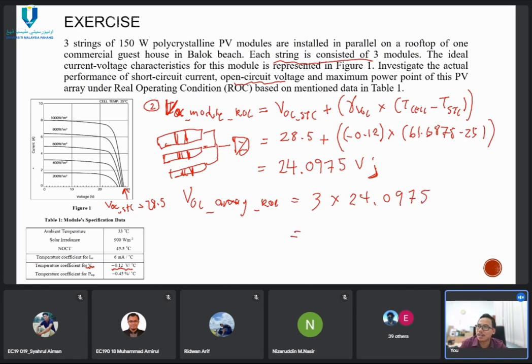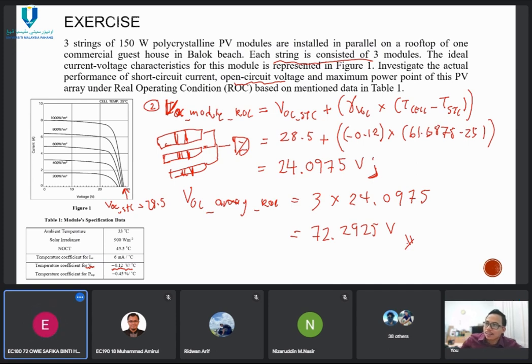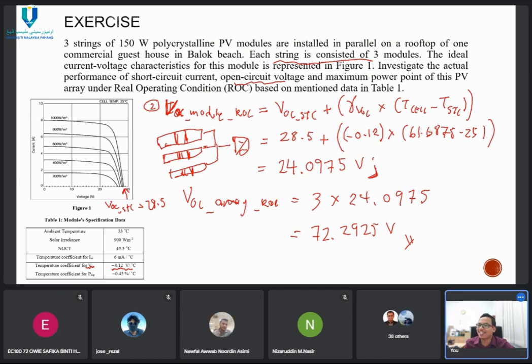Berapa dah? Kira dah? 72.2925. 72.2925. Betul? Betul tak Naufal? Dapat tak? Betul. Ya Alhamdulillah.